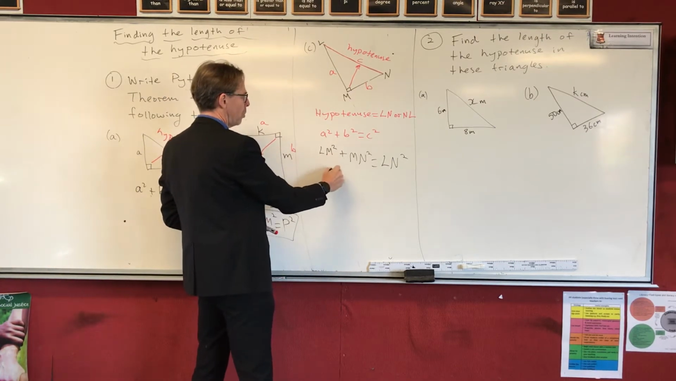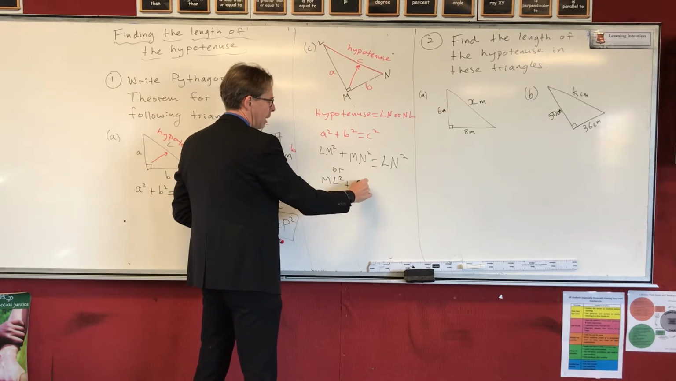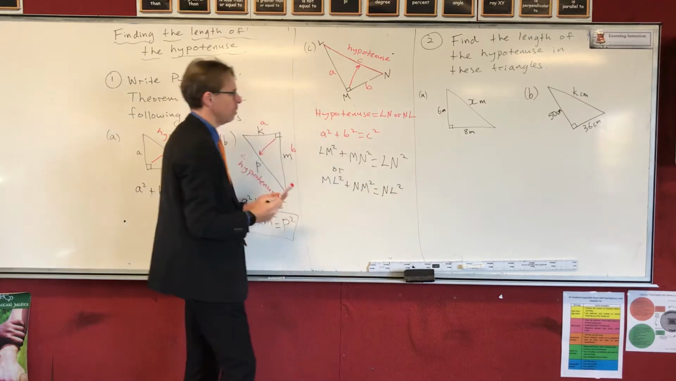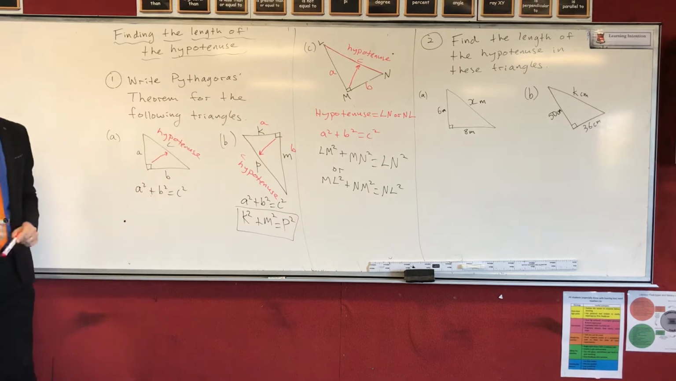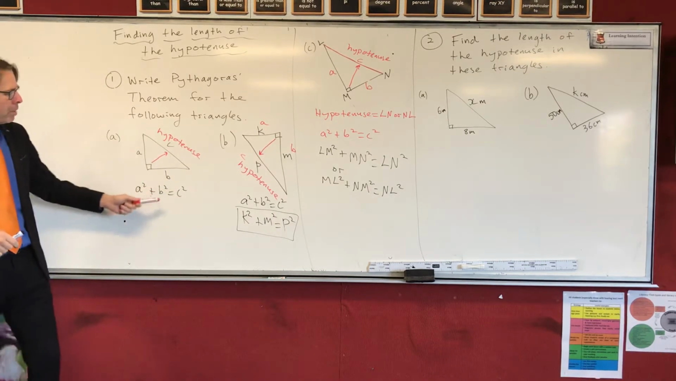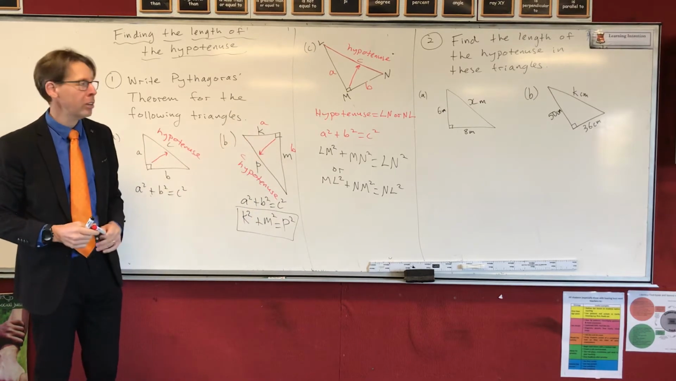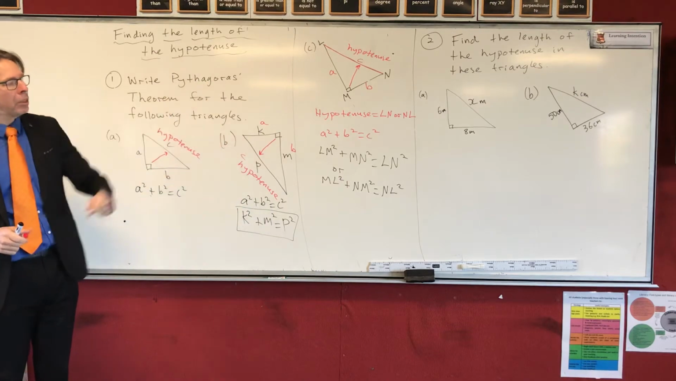I could have written ML squared plus NM squared equals NL squared. That's also correct. So that's the first three triangles with Pythagoras' theorem written underneath each triangle using the letters in the diagram. And make sure all that's copied down into your book. We're going to look at question 2 now.